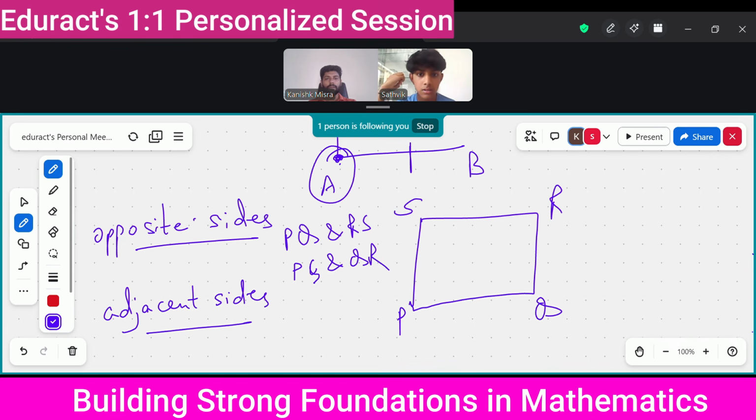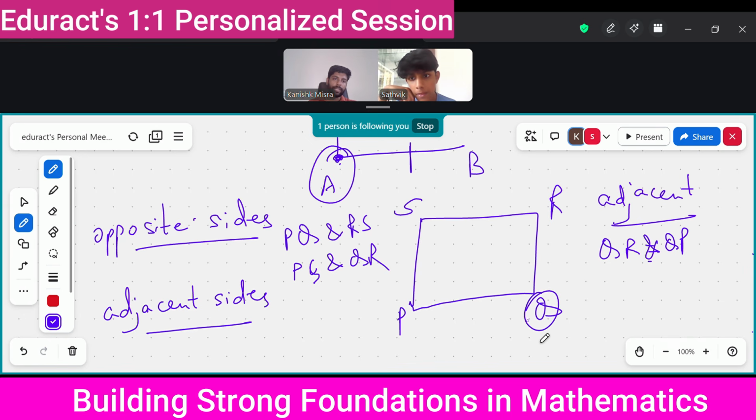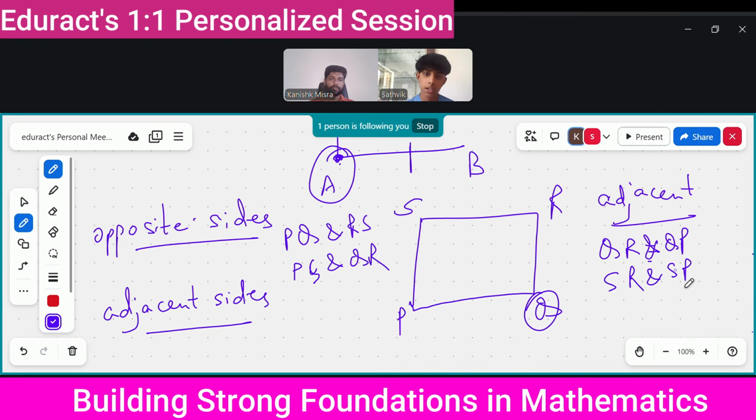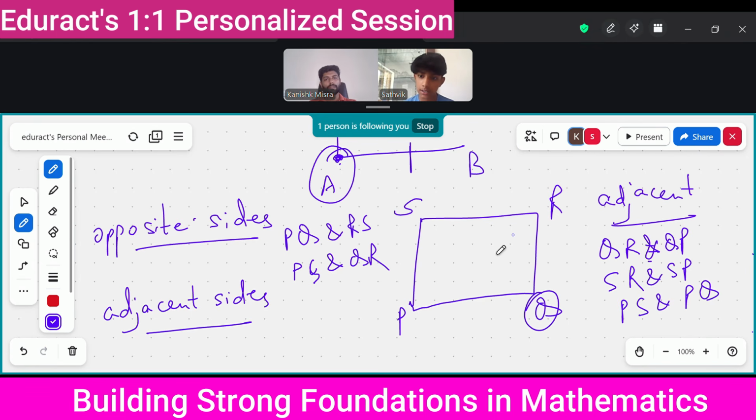Now come to the adjacent sides. QR and QP, yes, they have a common vertex, that is Q. The other ones are SR and SP. Any other? PS and PQ, and RS and RQ. Perfect.